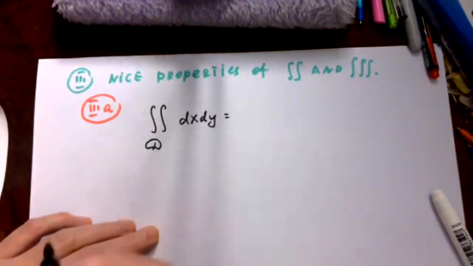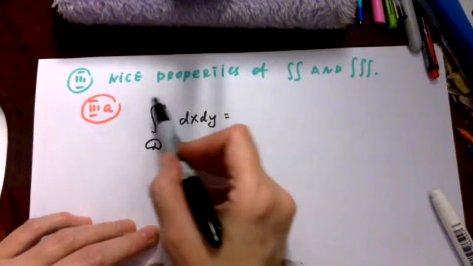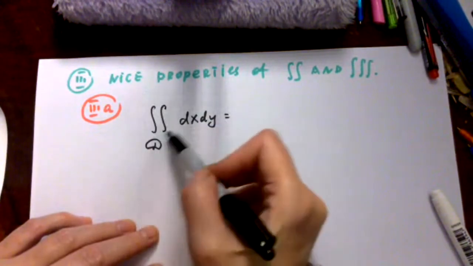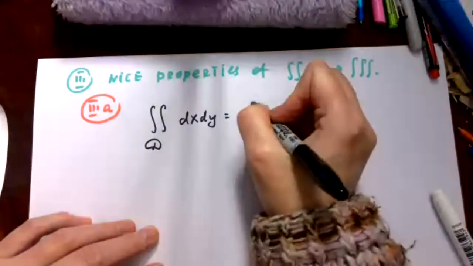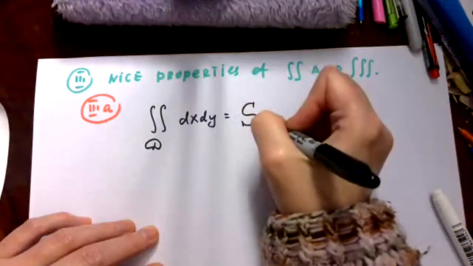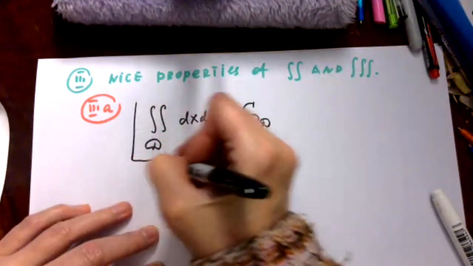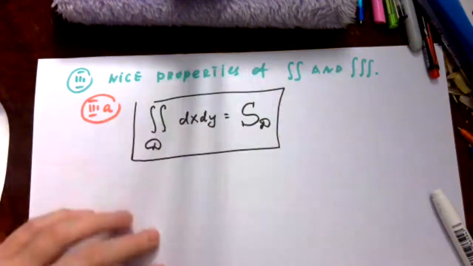So this nice property says that if your double integral looks like this, without the function, with the function being equal to 1, it means that it's equal to the area of this region. Very nice property, actually, if you come to think of it.